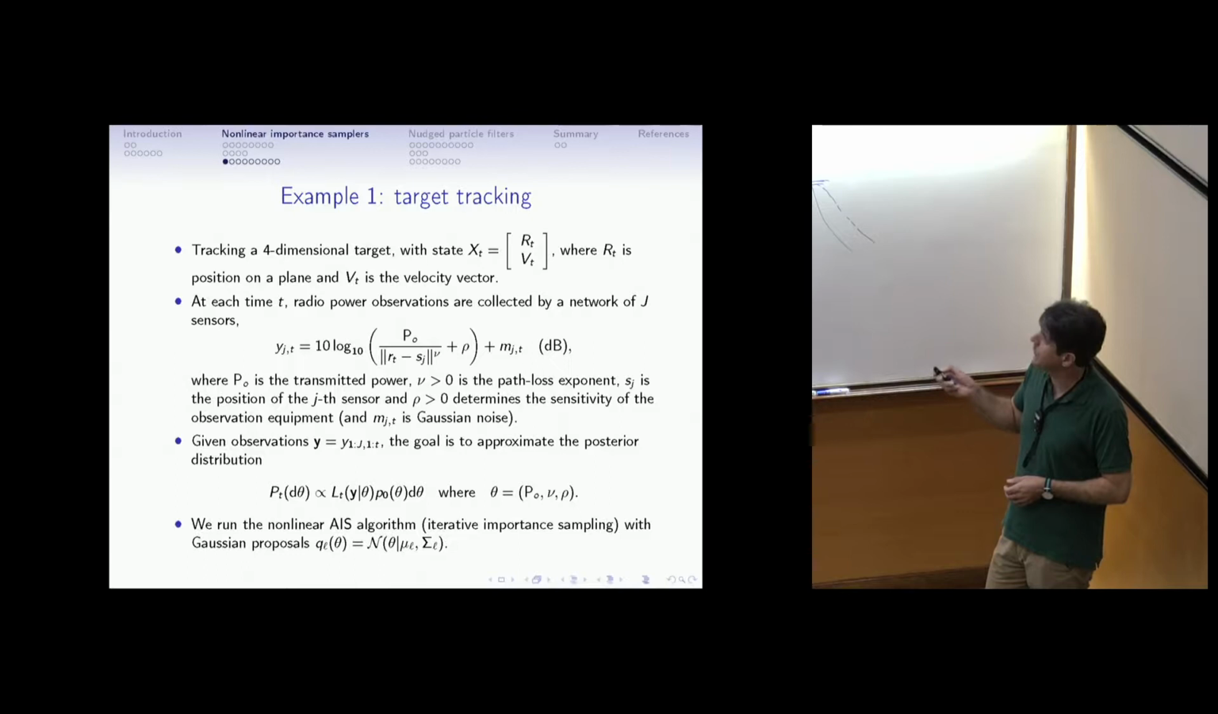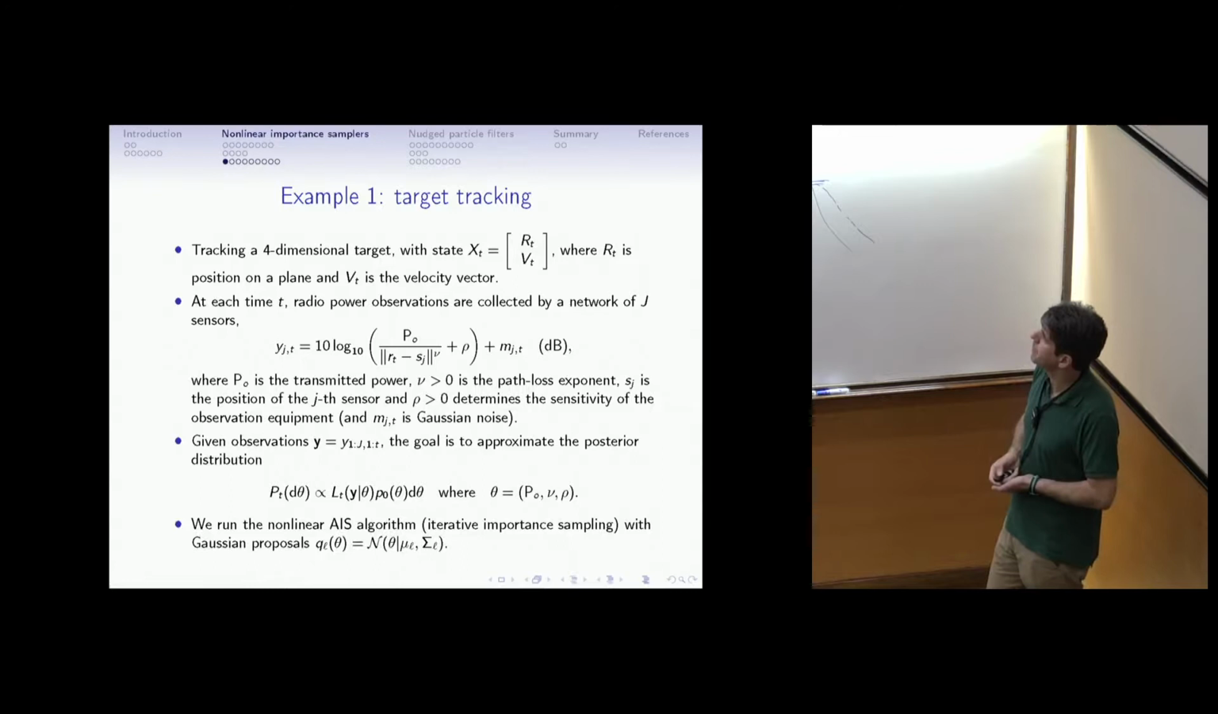So the object is transmitting with some power P naught, which we don't know, and depending on the physical environment, the measurement will depend on the distance between the position of the target and the position of the sensor. And then we have this exponent here, which depends on the physical features of the environment. So this is unknown as well. And then we have a sensitivity parameter rho. This is basically the level of the background noise. So if your object is infinitely far away from your sensor, this term here fades away, it vanishes. This rho determines essentially what your sensor is measuring when there is nothing to measure. Okay, so it's just the level of background noise essentially. And then the measurement is contaminated with Gaussian noise.